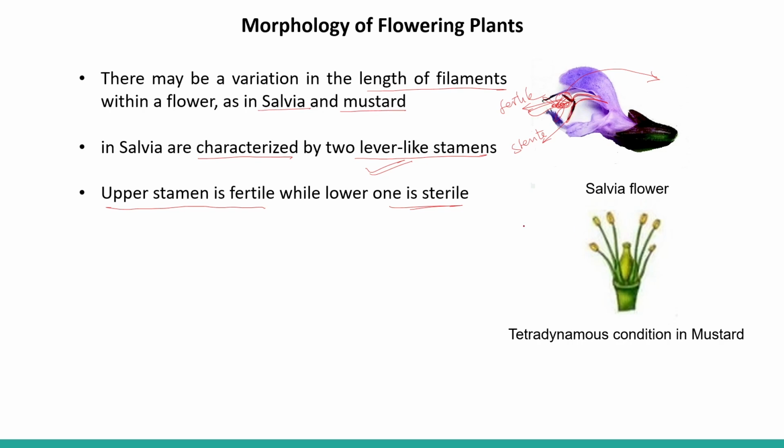Okay, now the tetradynamous condition in mustard. Here also we have 4 longer stamens inside and 2 smaller stamens outside. So here 4 plus 2 condition. So here we can see 4 stamens which are longer and 2 are smaller. They are present at different levels. So here also we can find the variation in the length of the filament.